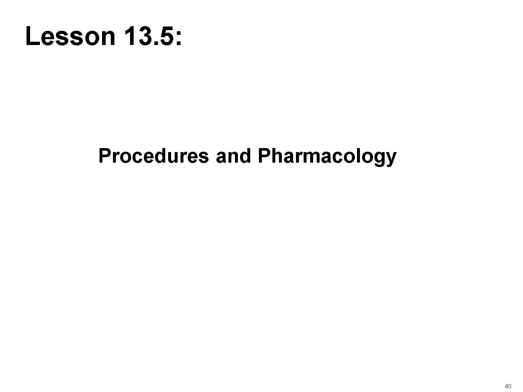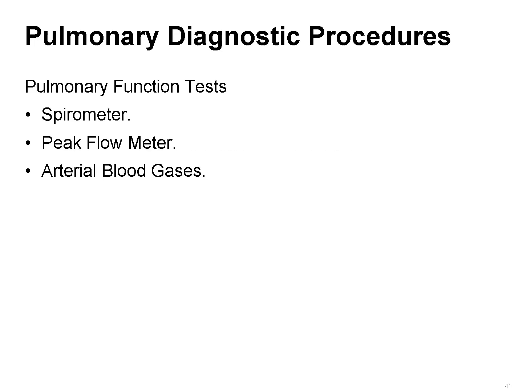Let's discuss the procedures and pharmacology of the respiratory system. In this section, we'll review the key tools used to assess respiratory health and function. A spirometer measures the volume of air moving in and out of the respiratory system. It's a fundamental tool used in pulmonary function tests to evaluate lung capacity and airflow.